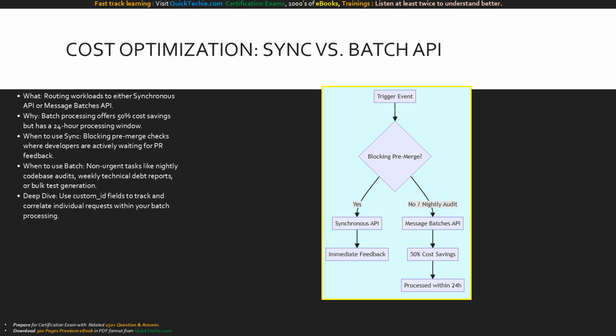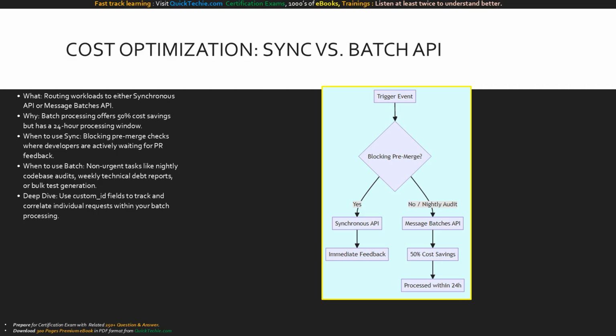Is a developer actively waiting for a PR check to pass so they can merge? That must be synchronous. Are you running a massive Friday night audit of your entire repository for technical debt? Push that through the batch API. Save your budget for the blocking tasks and use batching for your asynchronous, latency-tolerant reports. Let's trace the decision tree.